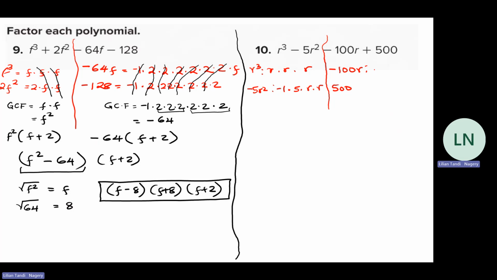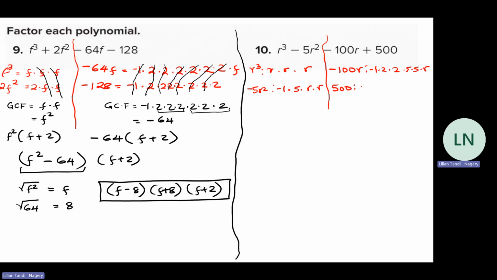So this one becomes negative 1 times 2, and then 2 times what? 50. So there's another 2, and then that is 4. So 4 times 25 gives me 100. So this is 5 times 5 times r.